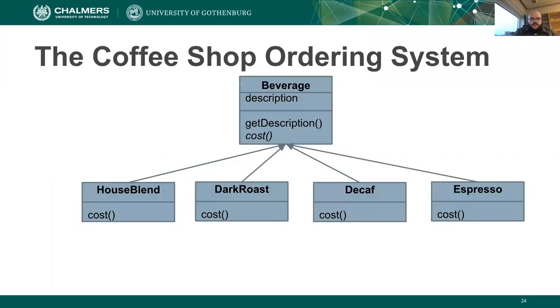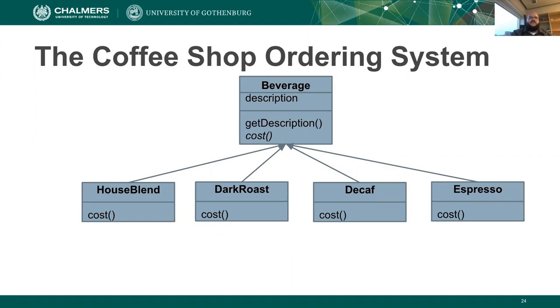So before the break, we talked about this pizza factory, right? So I'm getting tired now. So now it's all about the coffee, right? A coffee shop is updating the software for their ordering system, and they've set it up something like this. We have a base beverage class with a description and an abstract cost method that we use to assess the bill. Then for each type of drink, they create a child class with a concrete cost method. They have a house blend, a dark roast, a decaf, and an espresso.